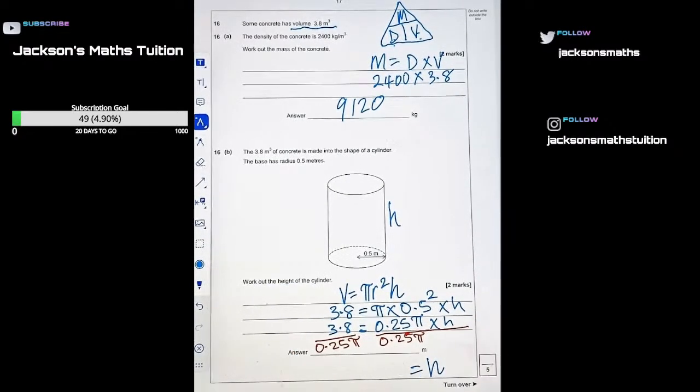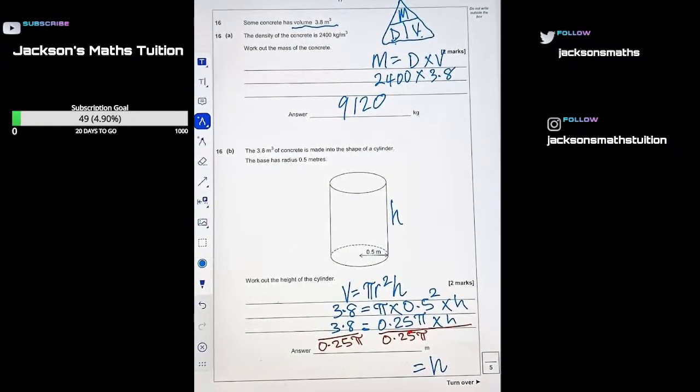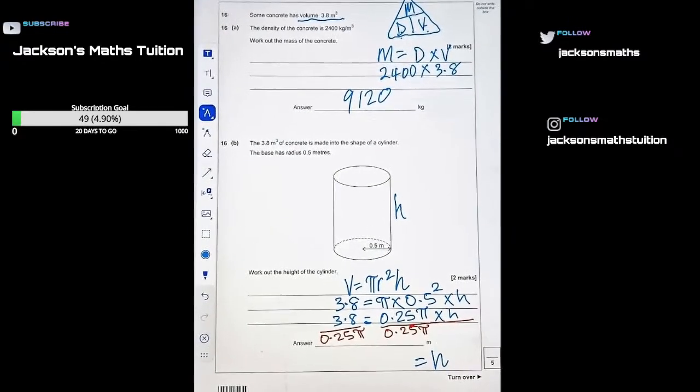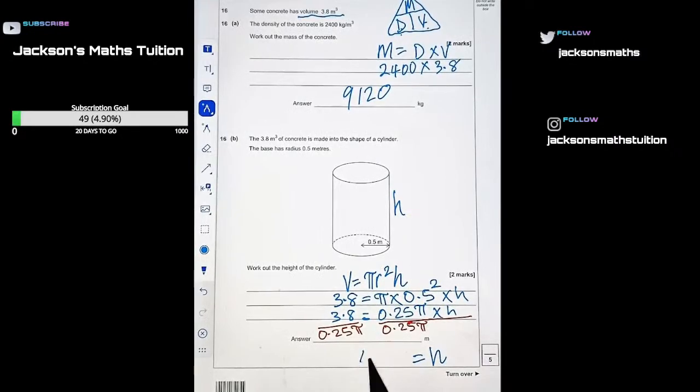So the height is, put this on the calculator. Your height is going to be 4.84 meters.